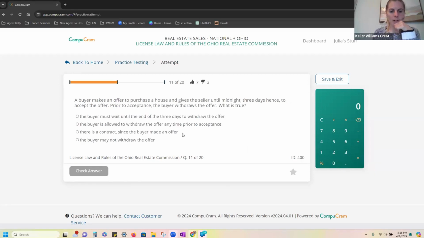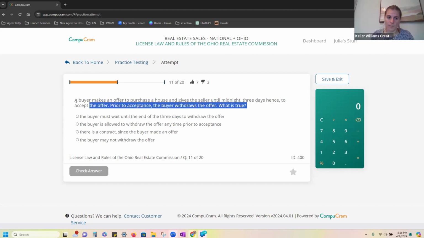Right. A buyer makes an offer to purchase a house and gives the seller until midnight, 3 days hence, to accept the offer. Prior to acceptance, the buyer withdraws the offer. What is true? A, the buyer must wait until the end of the 3 days to withdraw the offer. B, the buyer is allowed to withdraw the offer anytime prior to acceptance. C, there is a contract since the buyer made an offer. Or D, the buyer may not withdraw the offer.